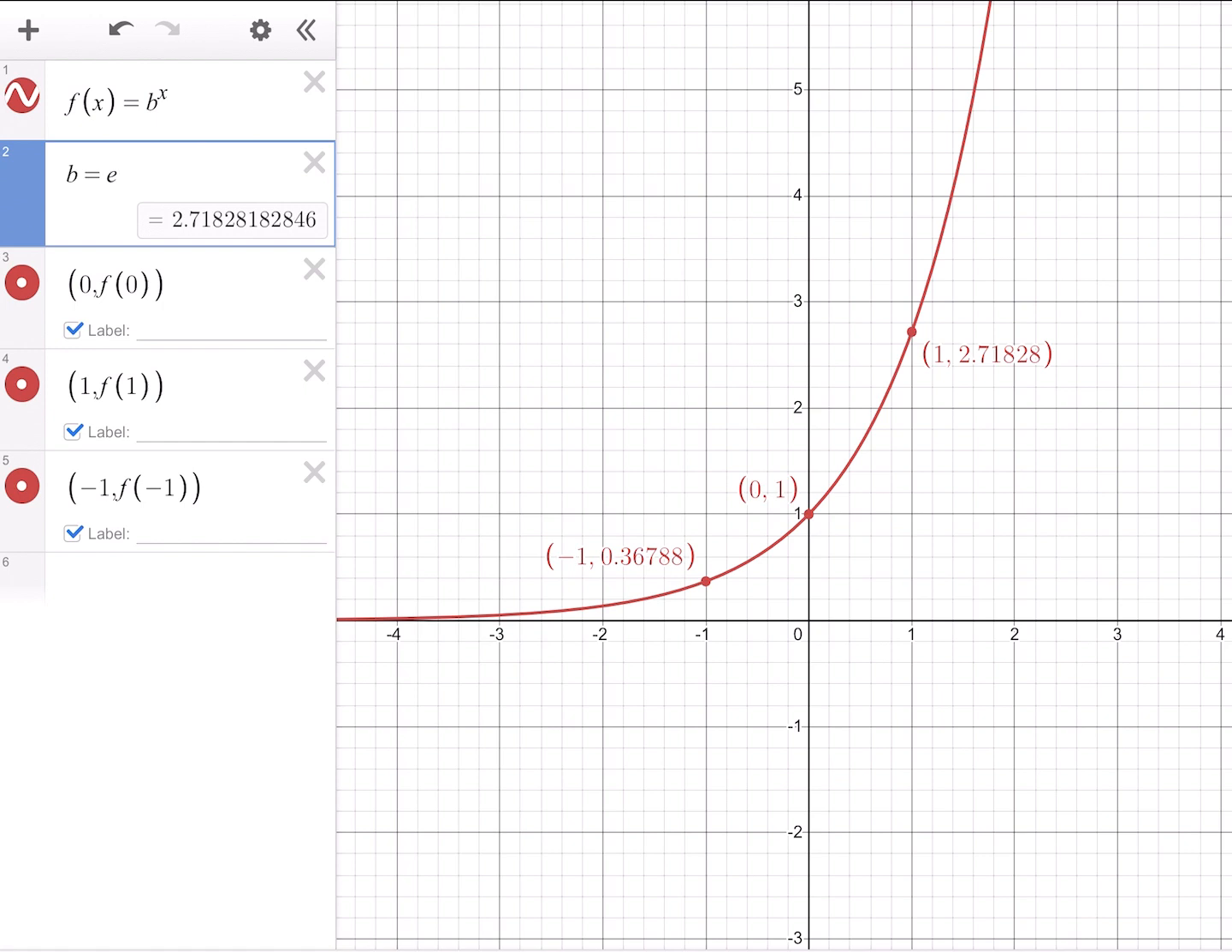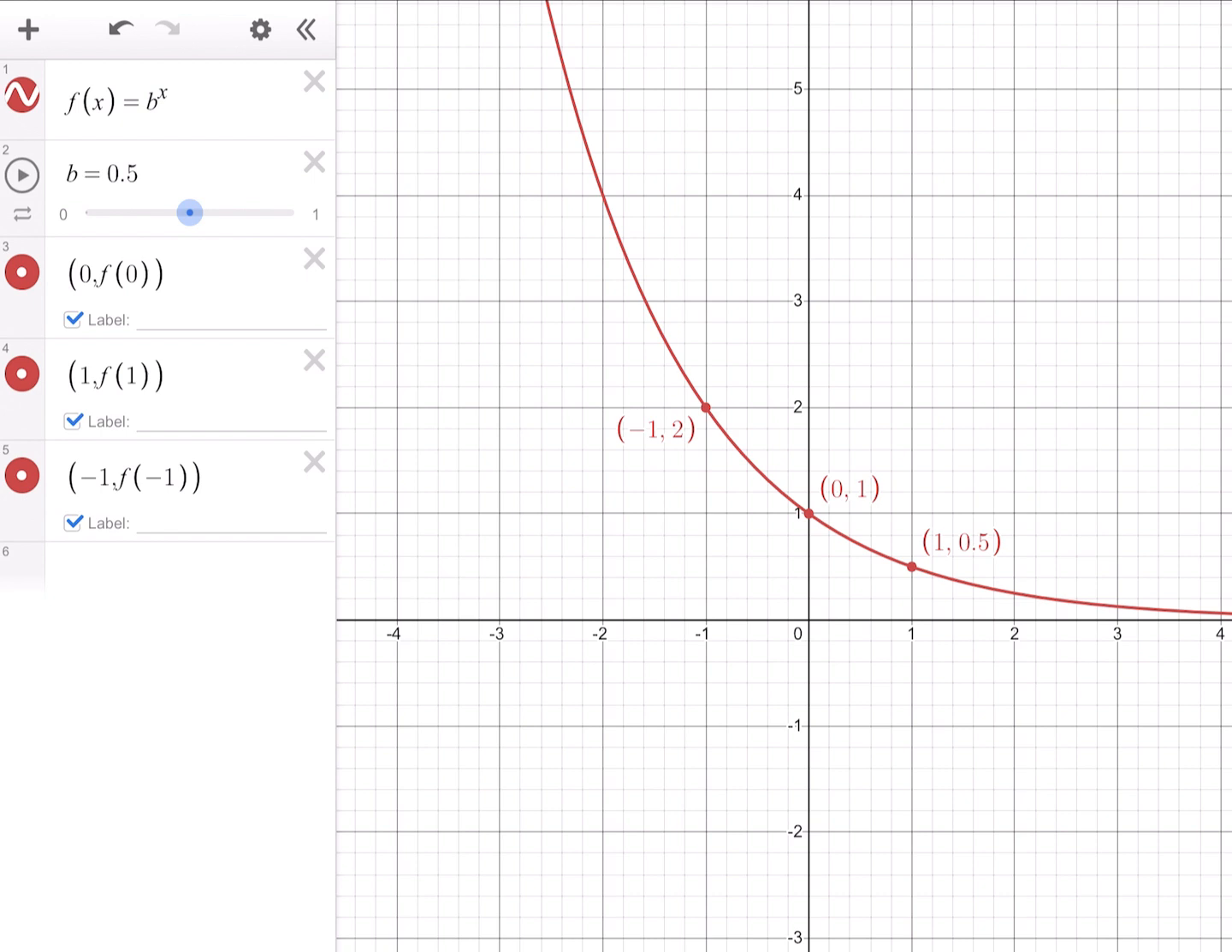But now let's explore what happens if we go less than 1. If the base is 1/2, notice these key points. On the left, we have negative 1, 2. That's because 1/2 raised to the minus 1 gives us 2 raised to the positive 1, which is 2. 1/2 raised to the 0 gives us 1. And then 1/2 raised to the 1 is 1/2.